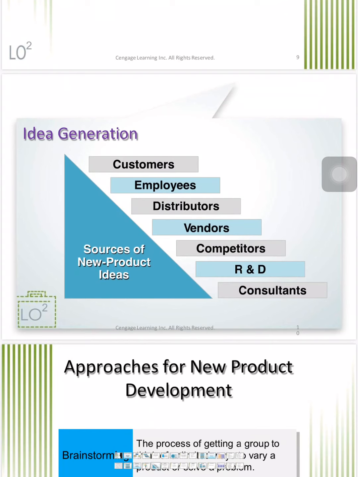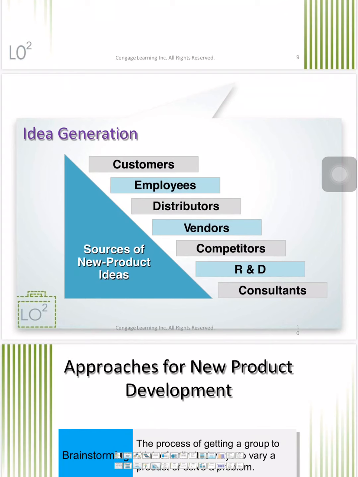Okay, external, which is customers, distributors, vendors, competitors, and also consultants. Okay, so how do you generate ideas? Okay, from customers, where you get response, you get feedback, and you know their needs and their wants, then you get ideas. Okay, and then employees. Employees also are important people who will contribute to generate ideas. Okay, because they are working in the organization, so they know better.